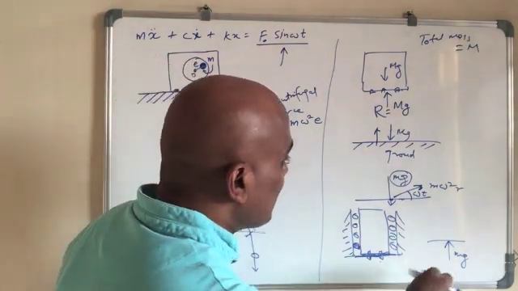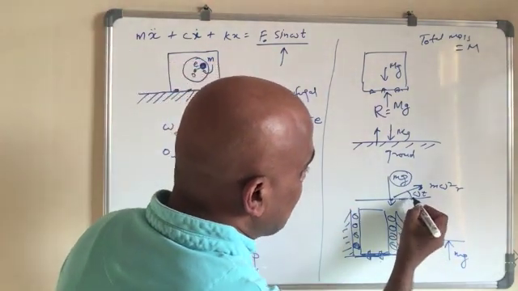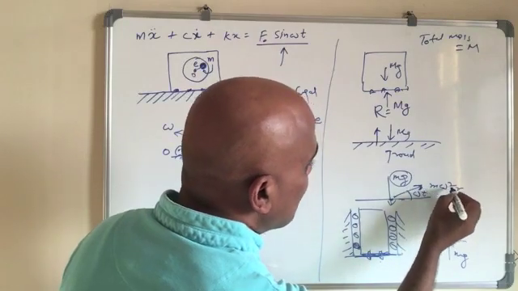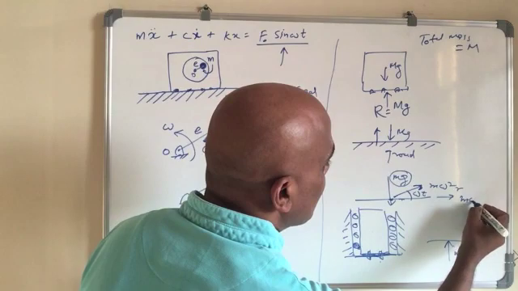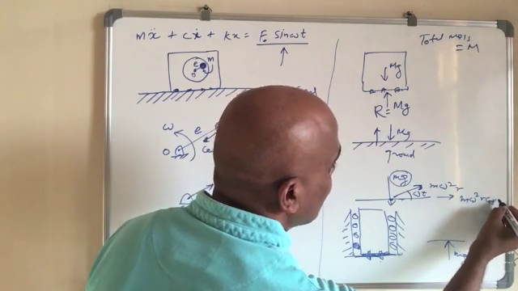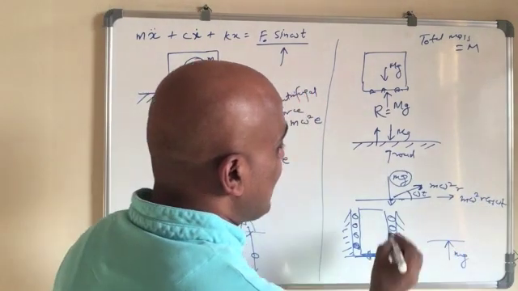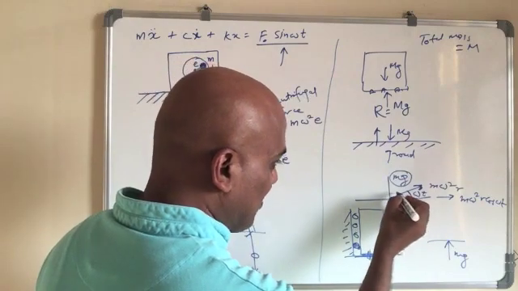So that means m omega square r will have two components. One is horizontal, so you call it m omega square r cos omega t, and there will be a vertical component.